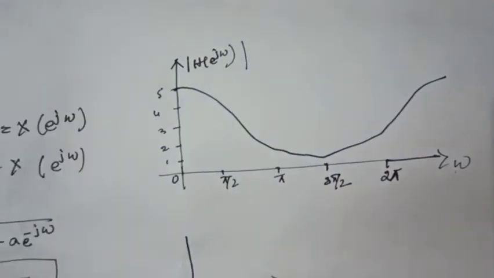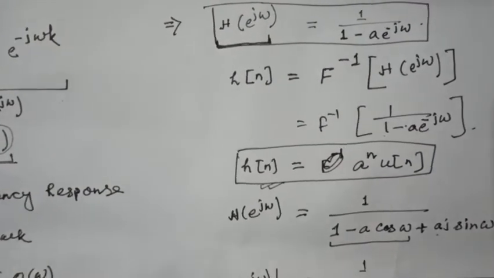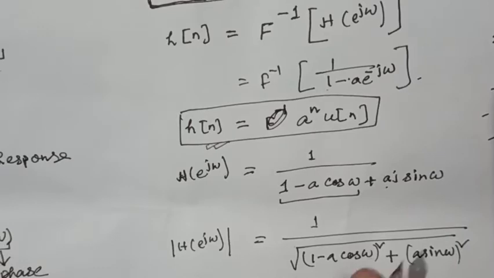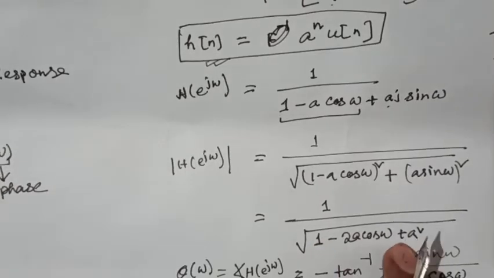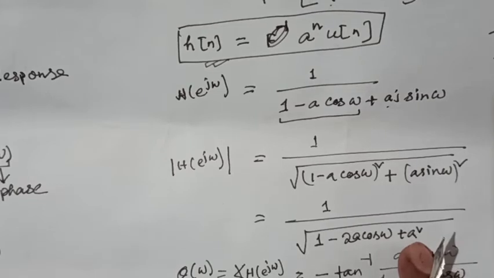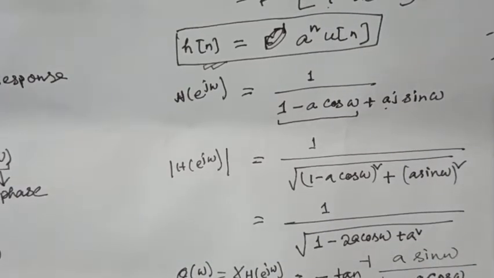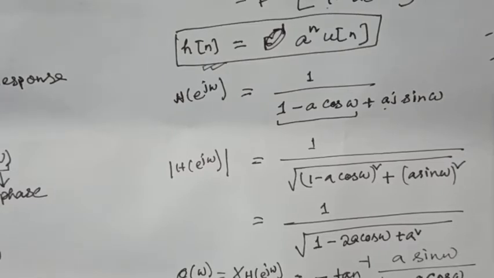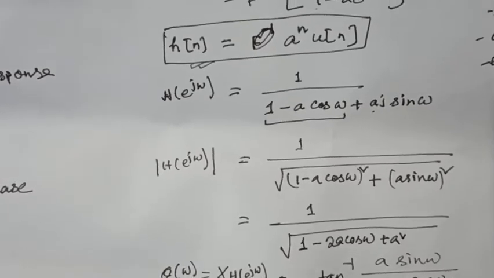So if we evaluate this function, 1 upon the square root of 1 minus 2a cos omega plus a squared, for any arbitrary constant, let us consider, for example, a is equal to 0.8. Okay, so for a equal to 0.8.